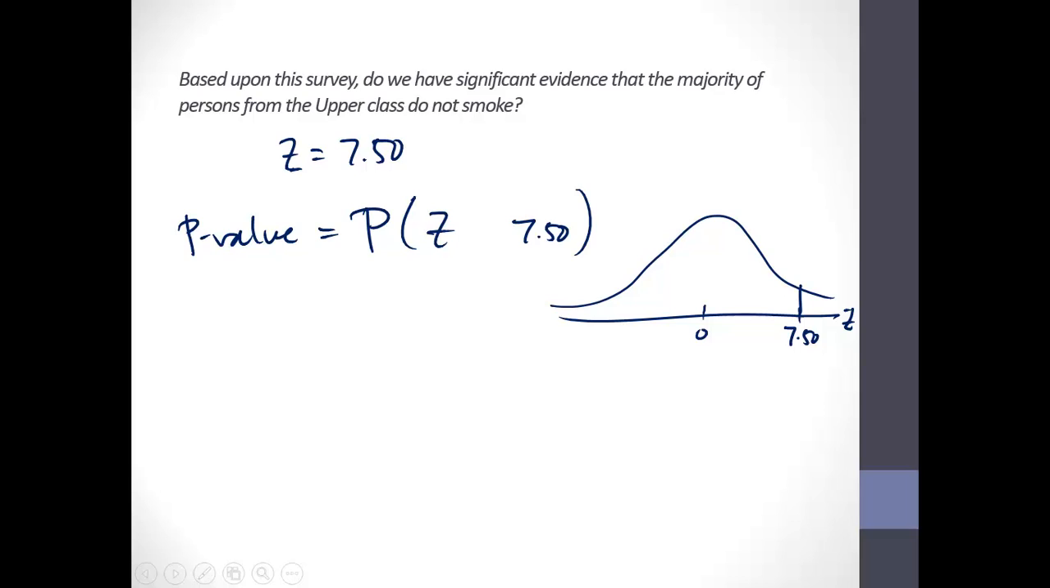Which area do I want as my p-value? Greater than, yes. So I want to know what this area is, that's my p-value. Picture not drawn to scale. So I want the probability of being bigger than 7.5, and that's because my alternative was that p is greater than 0.5. So again, translating that down to figure out what my p-value is.